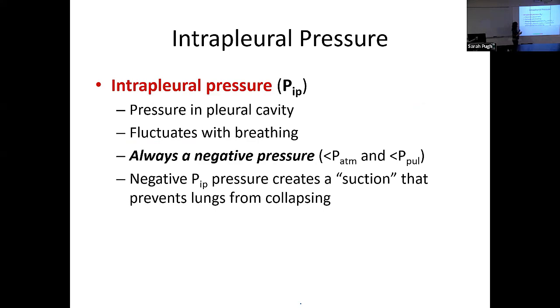The other kind of pressure is intrapleural pressure. This is the pressure that's in that cavity, in that space. This one also fluctuates with breathing, but it is always negative. The pressure in your pleural cavity is always negative because that negative pressure creates a suction that holds your lungs open and prevents your lungs from collapsing. So this one's going to fluctuate with breathing, but it's always going to be less than your intrapulmonary pressure.